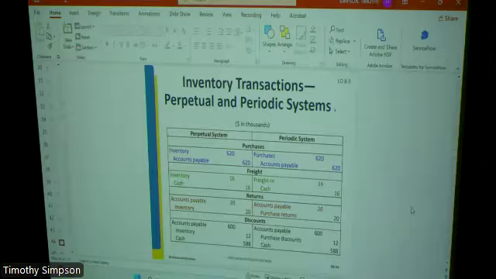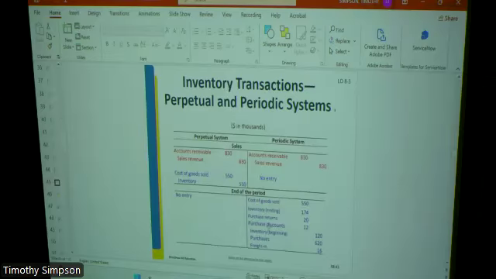The periodic system is what it is, and obviously the same cash disbursement is there if taking the discount, which in this case is happening. Okay, so any questions before we move on here? We'll talk about some of the differences.